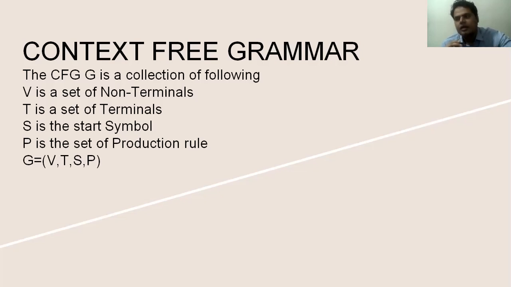Production rules are defined to produce some output. We use a production rule. So they are the four tuples V, T, S, P.